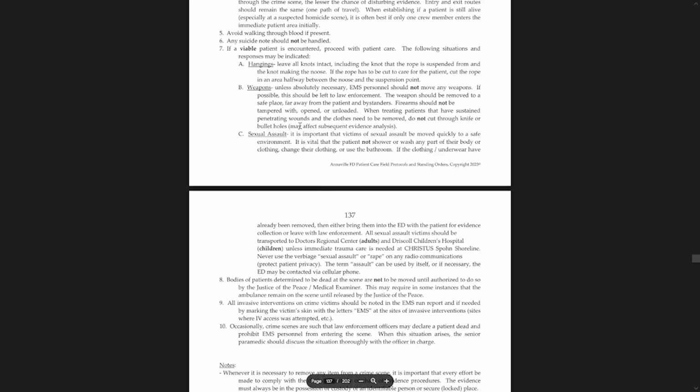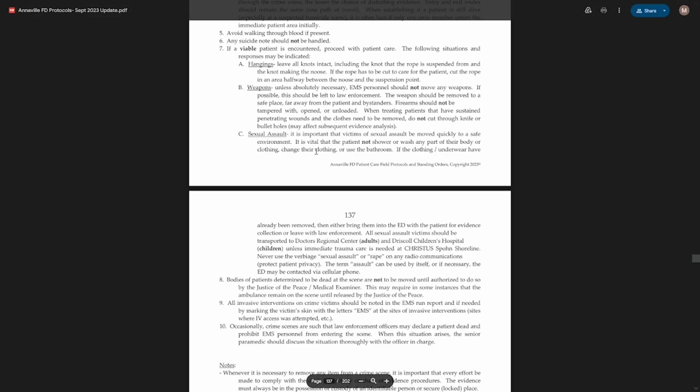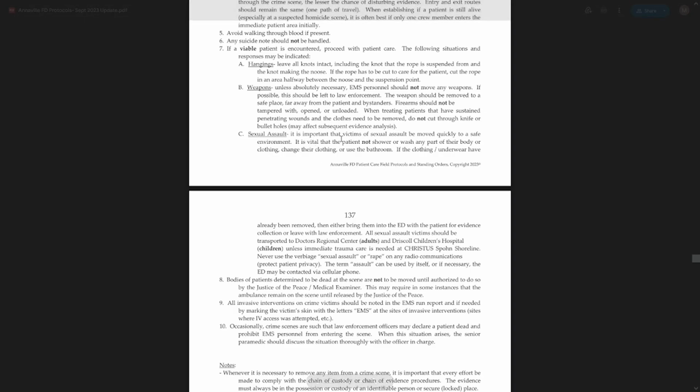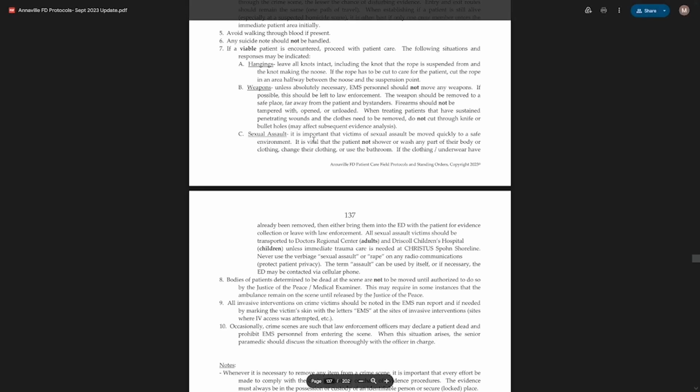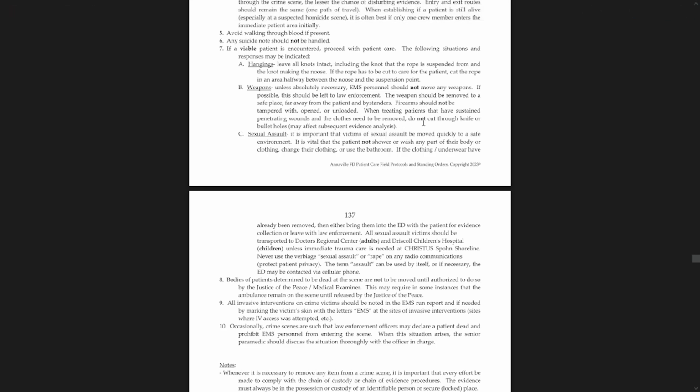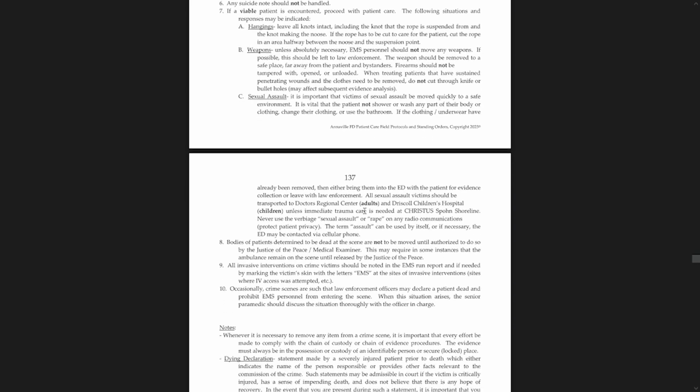For sexual assault, it is important that the victims of sexual assault be moved quickly to a safe environment. It is vital that the patient not shower or wash any part of their body or clothing, change their clothing, or use the bathroom. If the patient's clothing or underwear have already been removed, then either bring them into the emergency department with the patient for evidence collection or leave them with law enforcement.